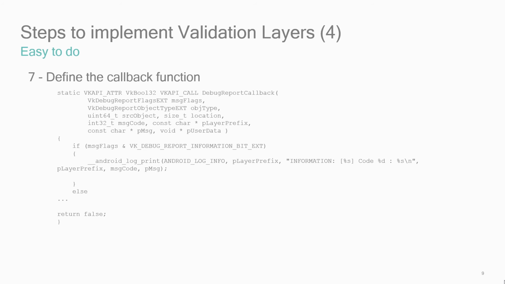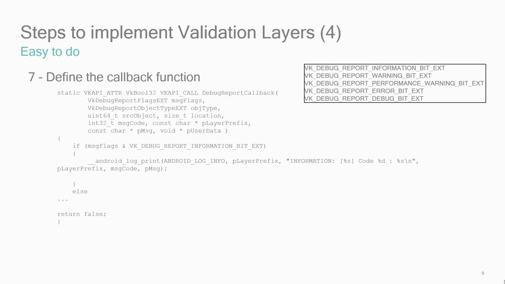Also note that all of the reporting flags are set. You might consider turning off the information bit if reporting gets too spammy. Then create the callback function. This function gets called every time one of the validation layers has something to say. It's up to you to decide what to do with that information. You'll most likely be concerned about the reporting level of the message: information, warning, performance warning, error, or debug.